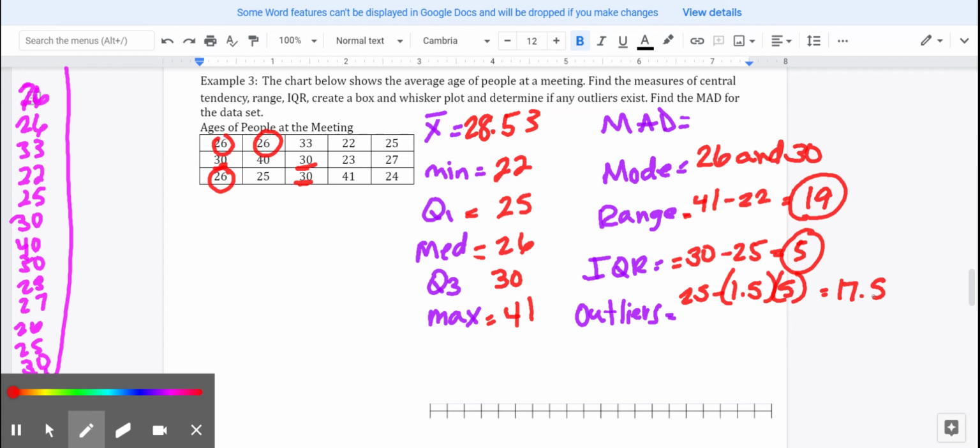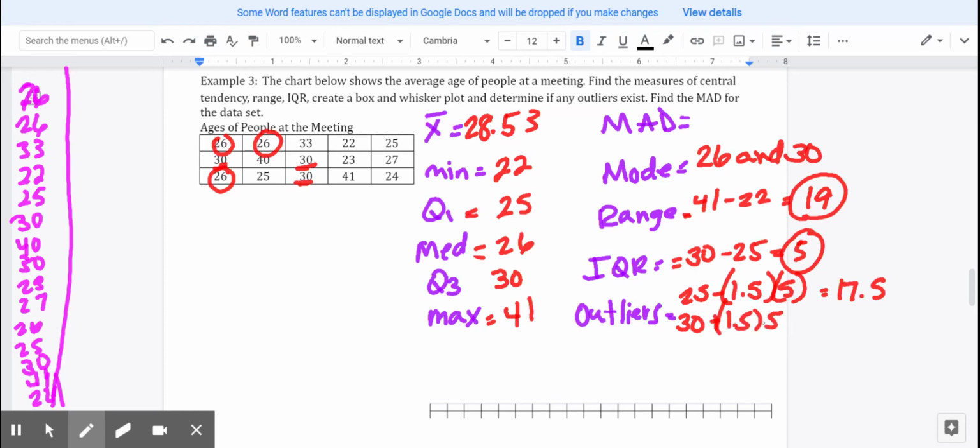Then we want to test our upper fence, which would be Q3, 30 plus 1.5 times the IQR of 5. So pause the video, type this into your calculator.